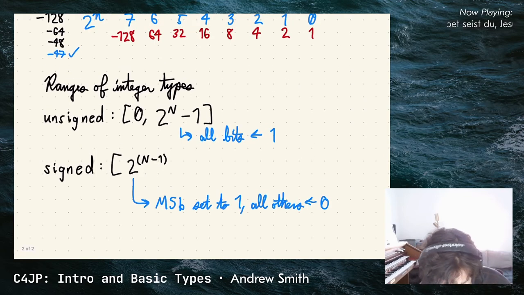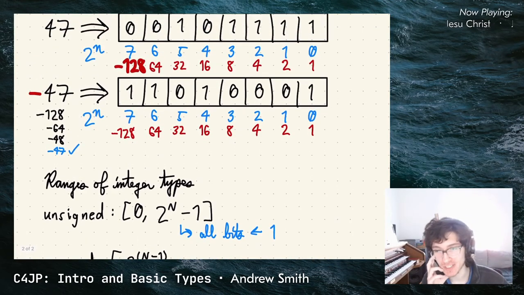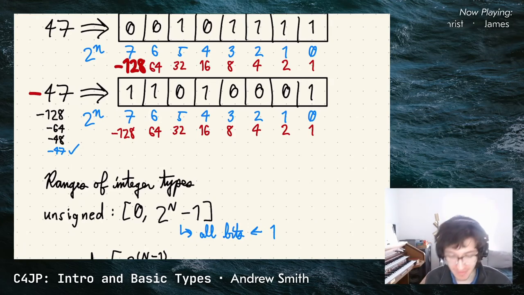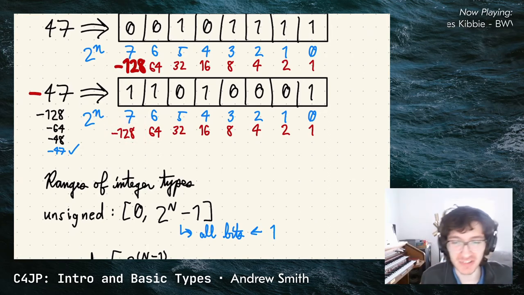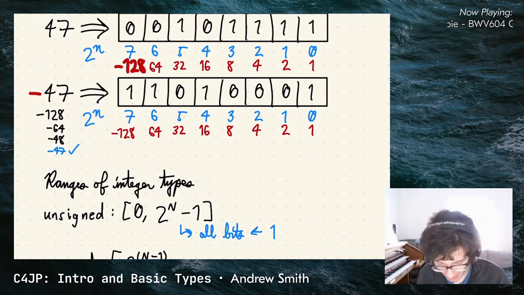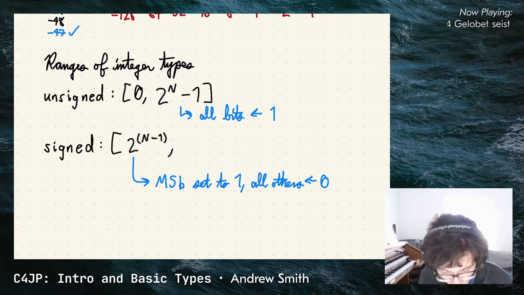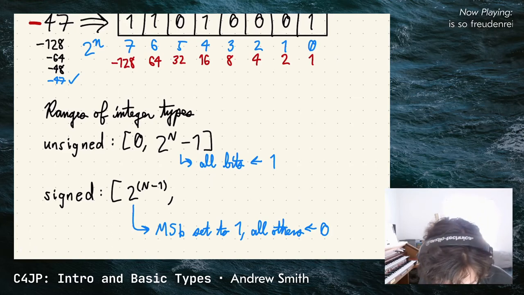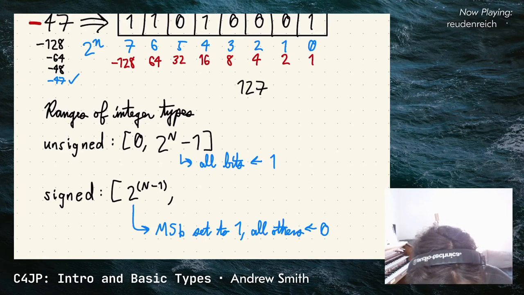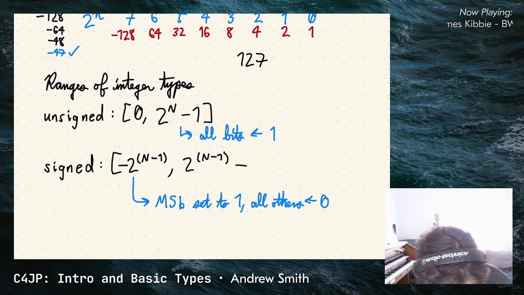Okay, great. And now let's think about how we can get the largest possible value. Well, the way we get the largest possible value is if we have only additive factors with no subtractive factors. So in this case we would not set our negative 128. We don't want to subtract any values to get a big number. And we do want to set all of these other bits here. And so the maximum value for our 8-bit signed integer would be 64 plus 32 plus 16, 8, 4, 2, 1, which turns out to be 127, which is this expression, 2 to the n minus 1, minus 1.